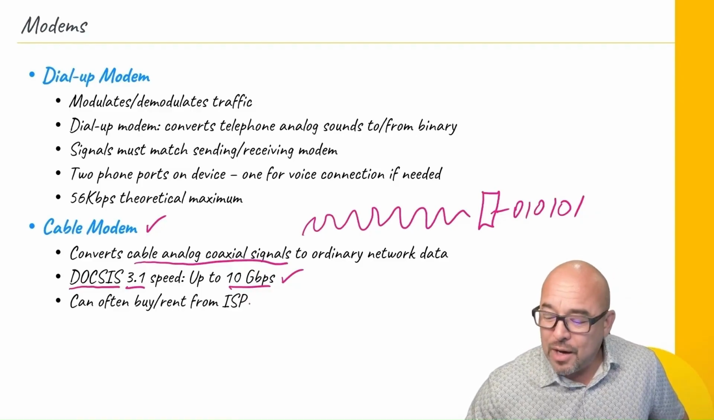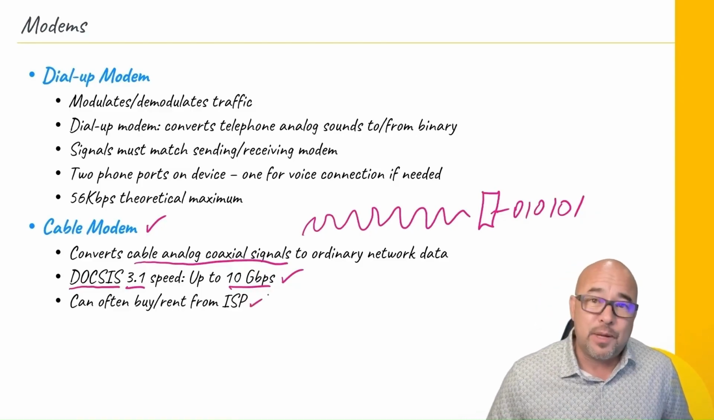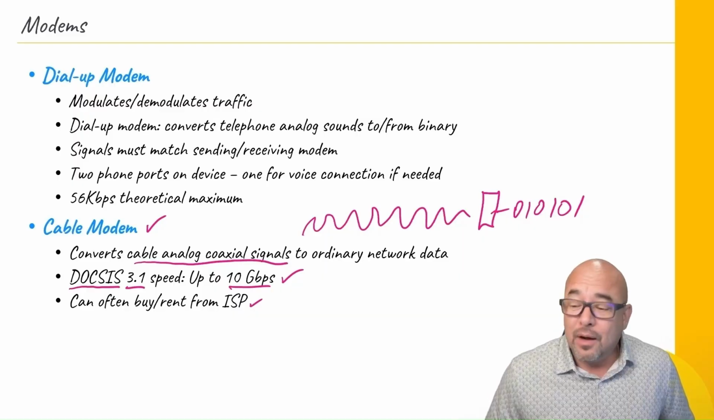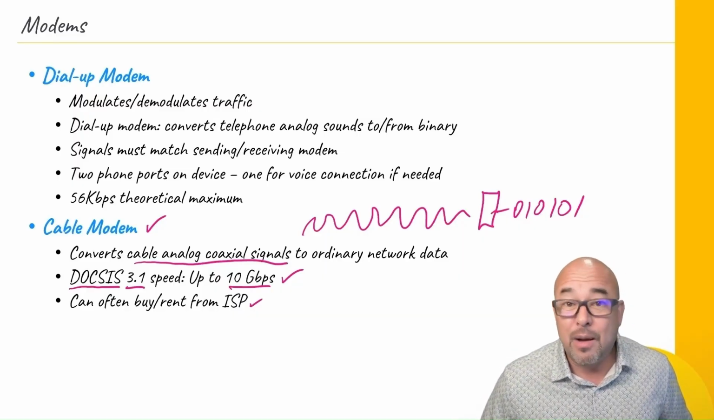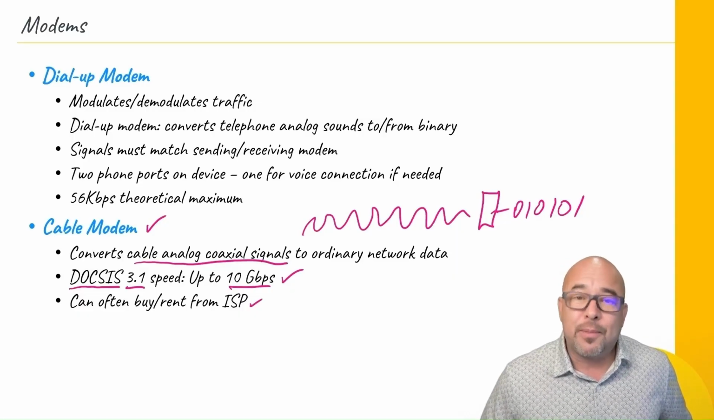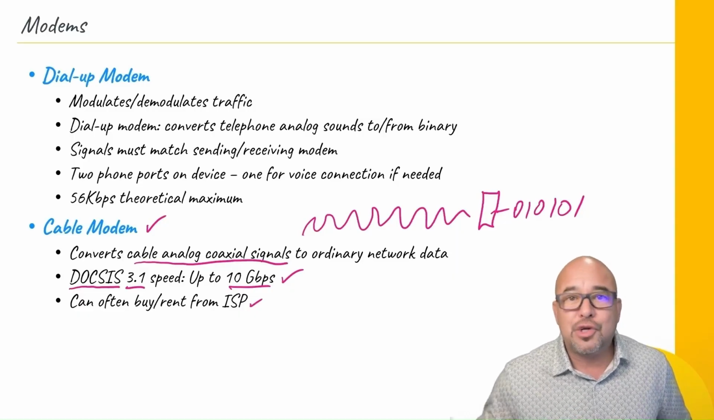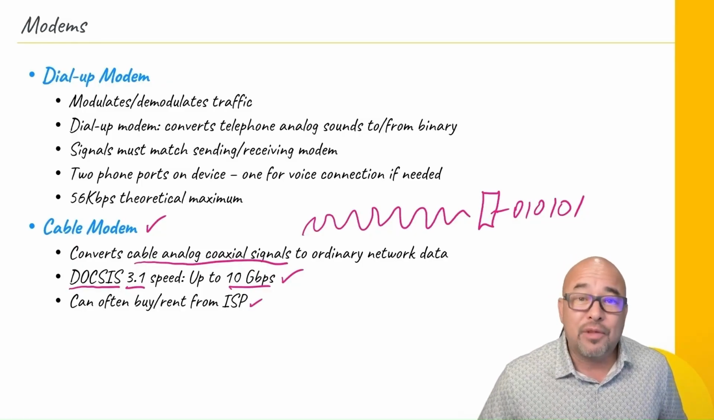Also, you can buy or rent these from your ISP. You can buy a cable modem from Amazon, for example. That's where I got the last couple that I bought. But you can also rent them from your ISP. That way you don't have the larger upfront expense. They're $100, $200, depending on which one you get. But if you just want to pay for it on a monthly basis, you can.